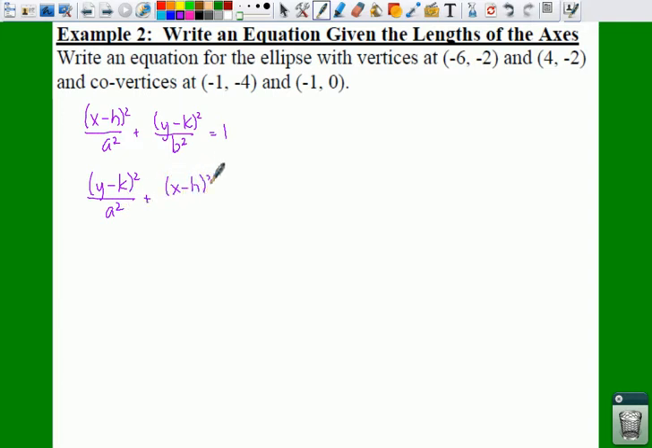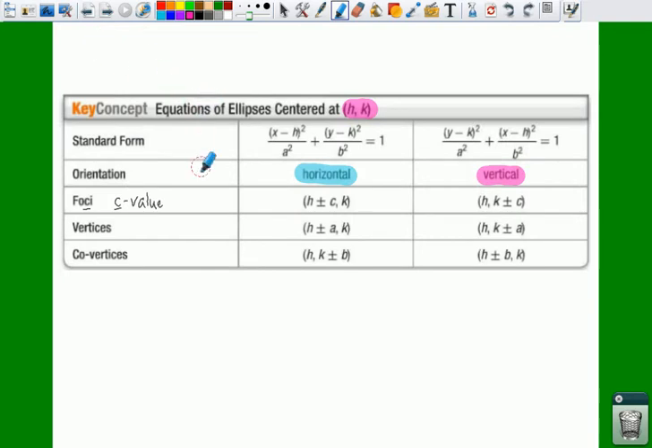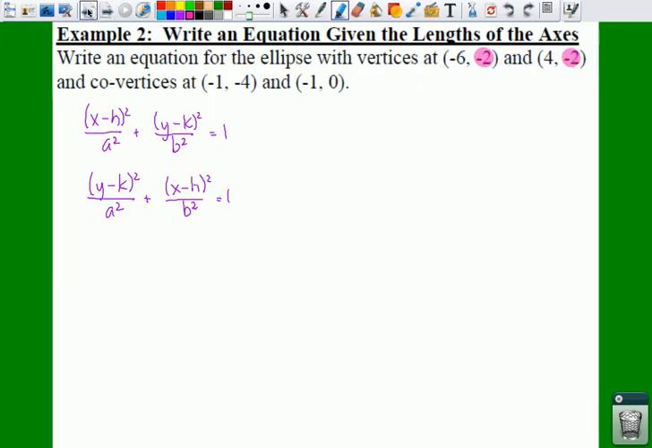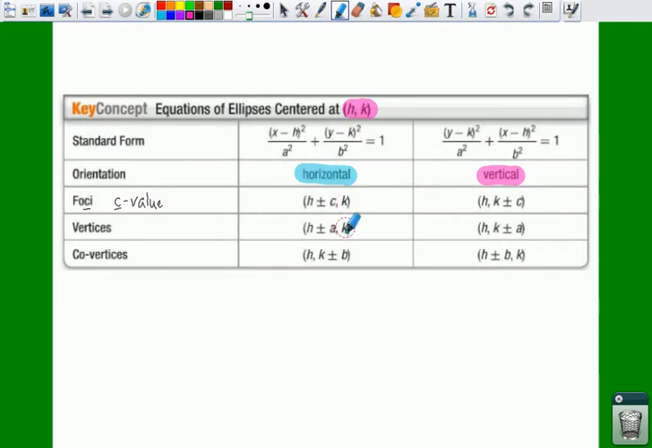Well, the way to tell is to use your formula sheet to help you out. Notice for your vertices, these are your vertices of your major axis. The values that do not change are your y values. So if you look on your chart for where your vertices are, what does not change? You have your y values that do not change here, your k values. However, if you have a vertical orientation, your k does change. These are two different points.